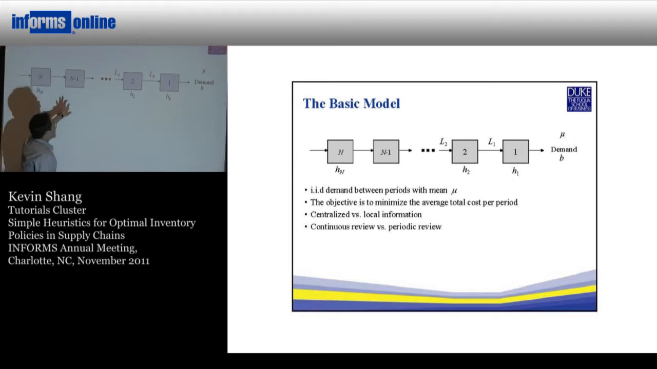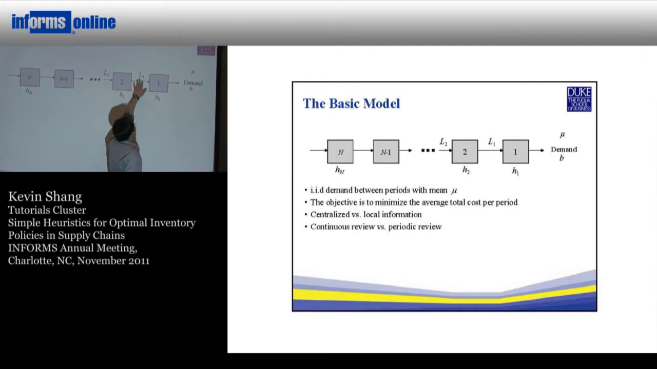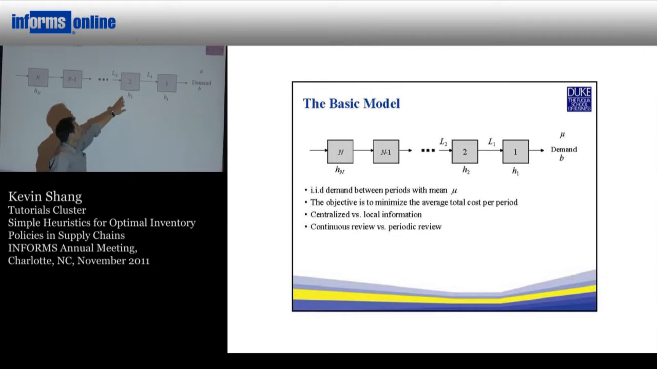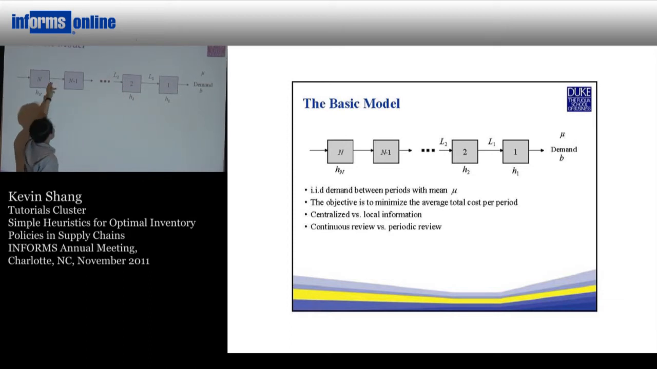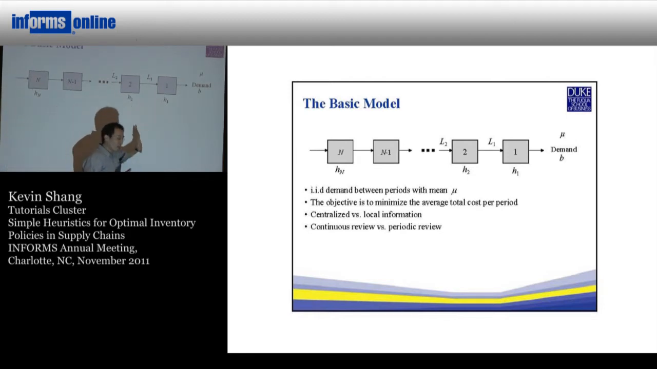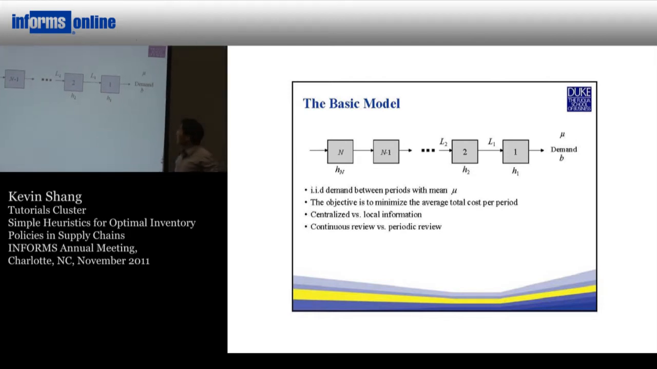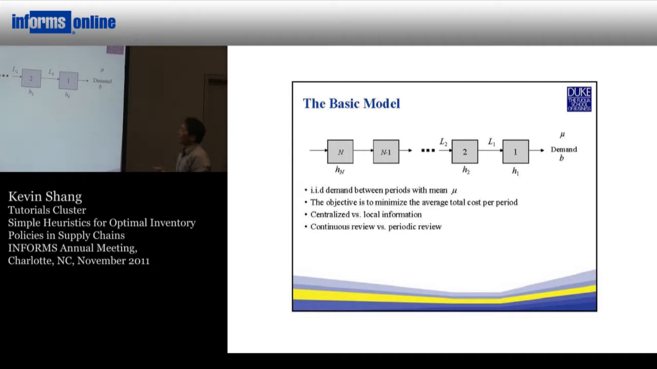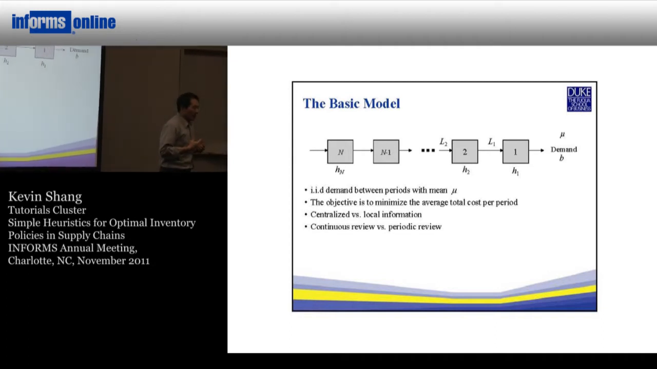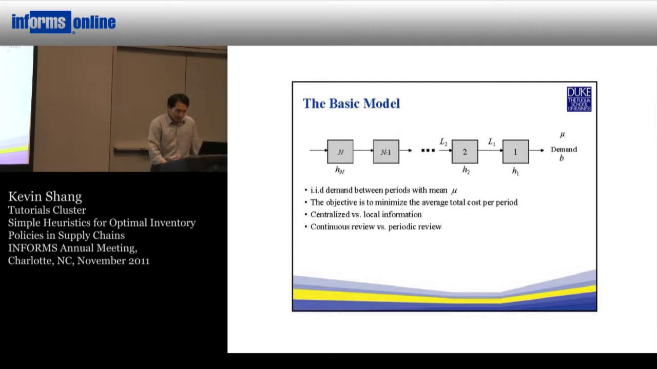In a multi-echelon system, we normally assume there's a lead time between stages. So in this model, I have L1, L2, and so forth until Ln-1, Ln. These are the lead times. For the basic model, we assume the lead time is a deterministic constant. This is the basic model that I'm going to focus on for today.